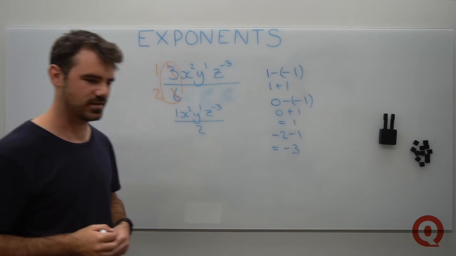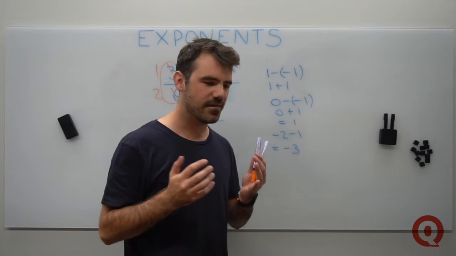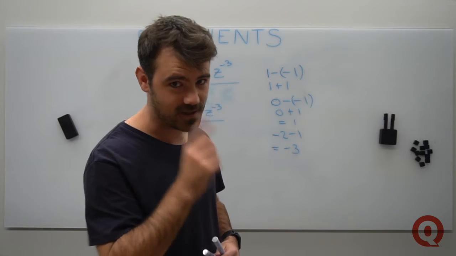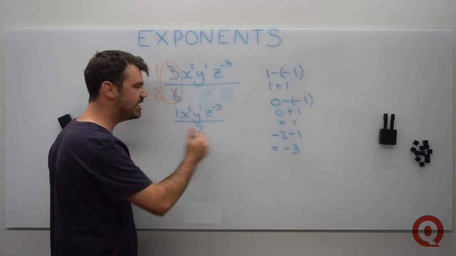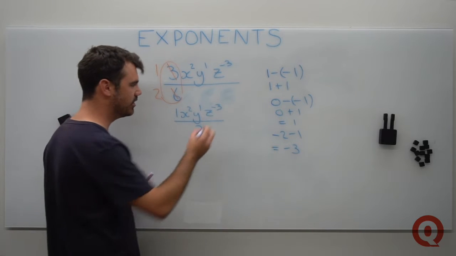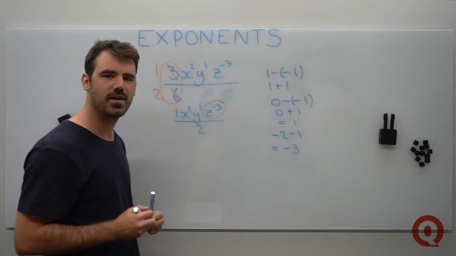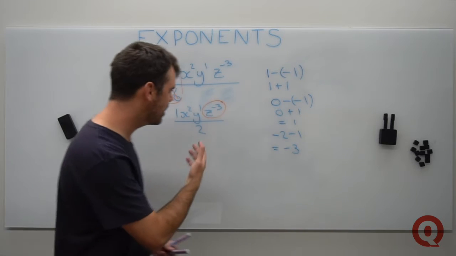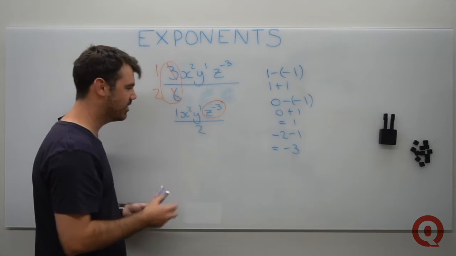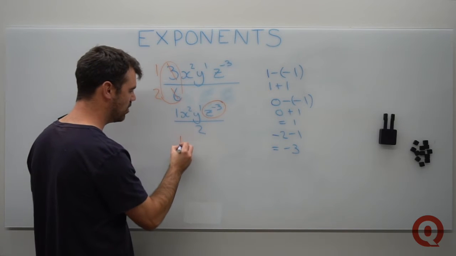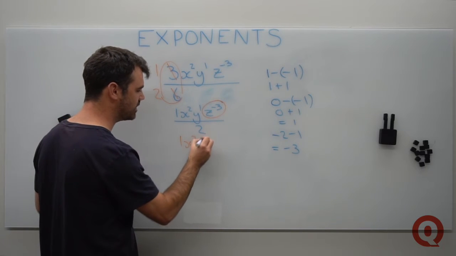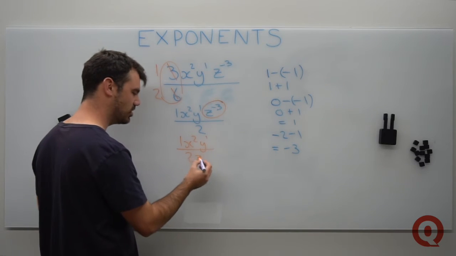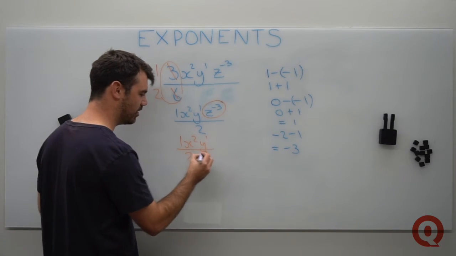Is that my final answer? Well, it isn't, because they've asked us to make sure that we leave our final answer in positive exponents. So do I see any negative exponents here? Yes, I do. Here it is. Z to the power of negative 3. Where will it become positive? Down below. It's on top as a negative, so down below it becomes positive. So you simply write this as 1 x squared y to the power of 1 all over 2z to the power of 3.